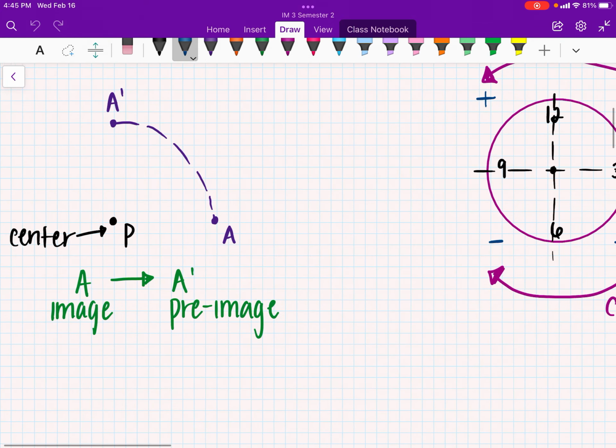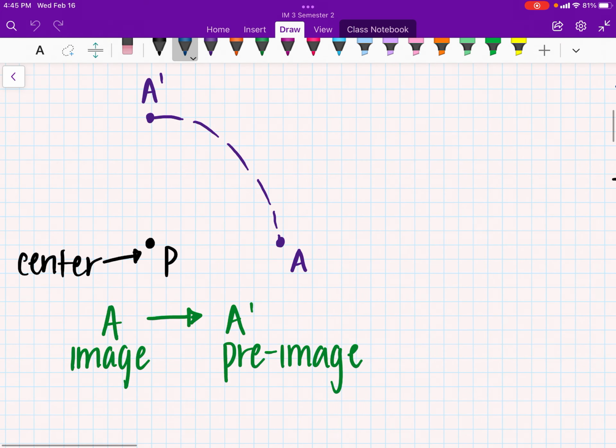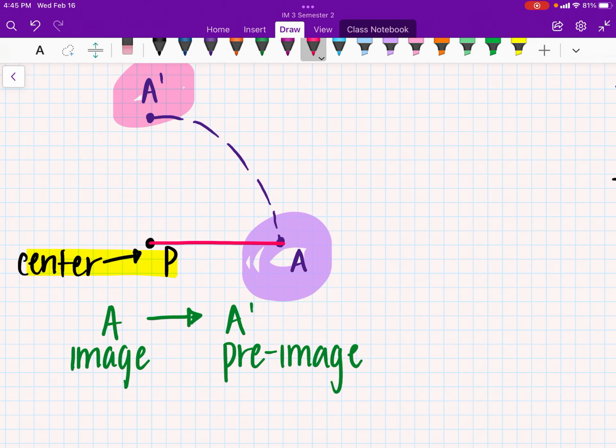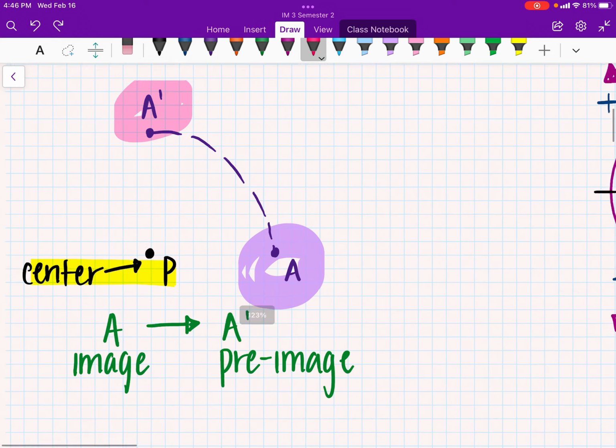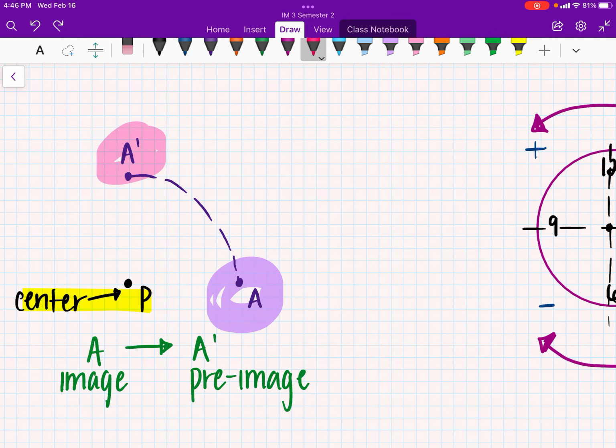So let's go ahead and start off by writing this down. For example, as you can see here, I have a center P, and A represents my image, which is my starting point. If I do a rotation, my new point would now be A prime, and it's known as the pre-image. So once again, we're rotating about this point, and our new rotation would be found up there. So go ahead and copy that down.